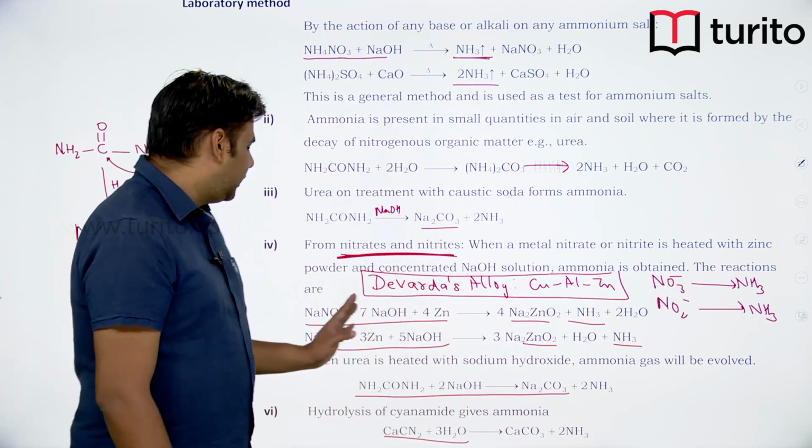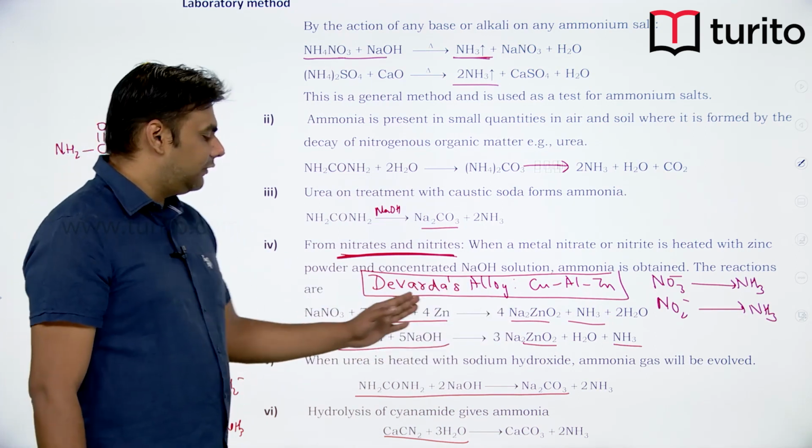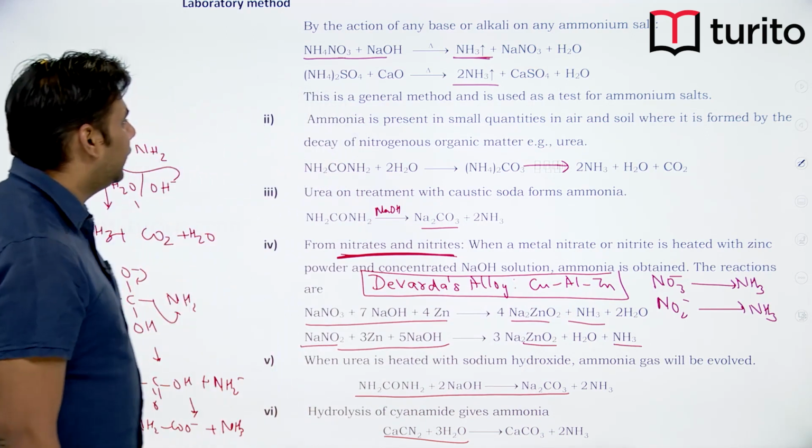So if you react NO3 negative with zinc in basic medium, you get ammonia. You react NO2 negative with zinc in basic medium, you get ammonia. So hope this is clear to everyone.